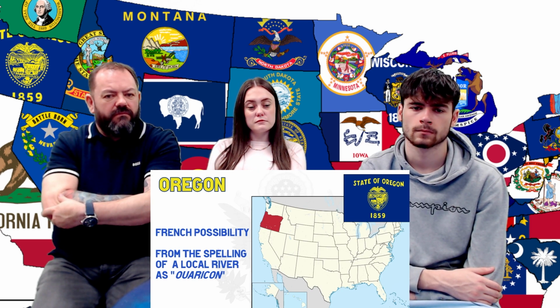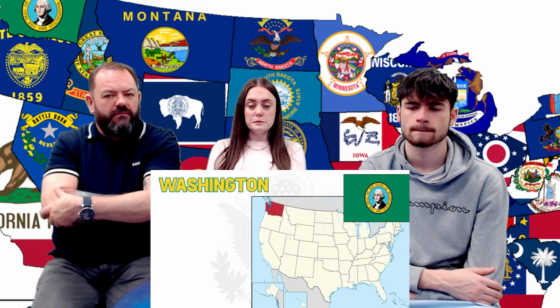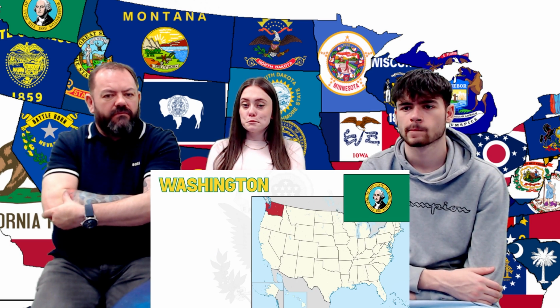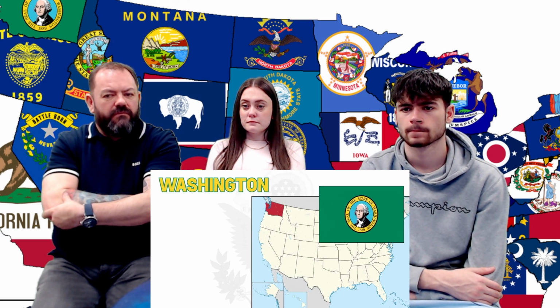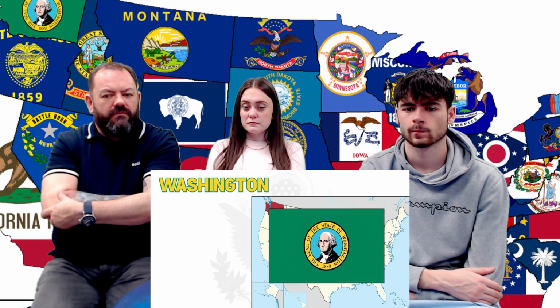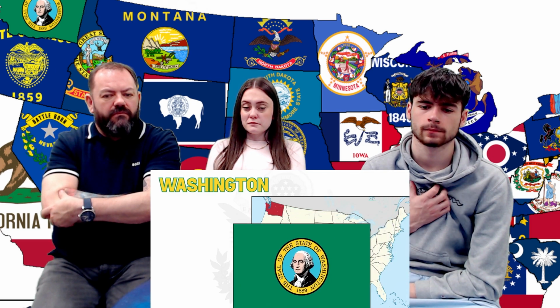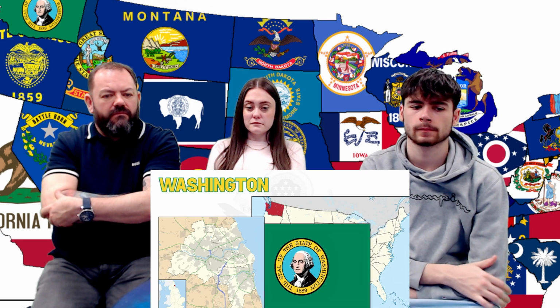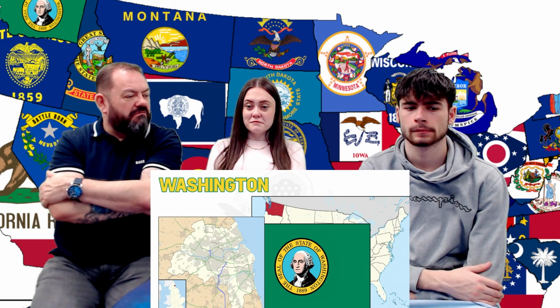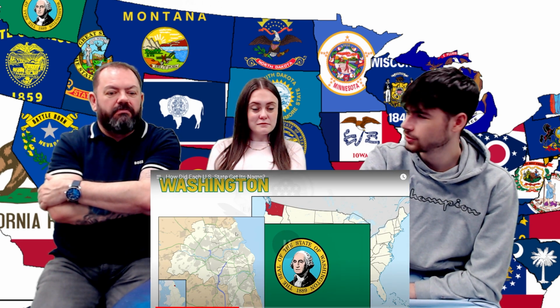Above Oregon is the state of Washington. This one is pretty straightforward. All we need to do is look at the flag. It's named after George Washington, whose surname was in turn derived from the town of Washington in the historic county of Durham, England.